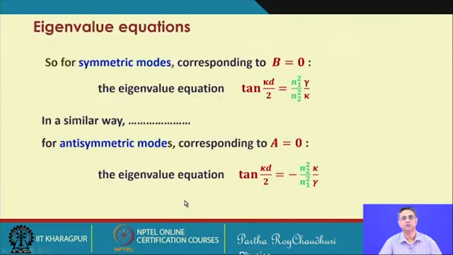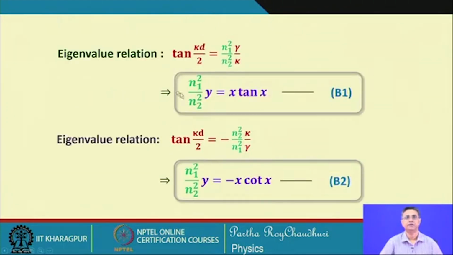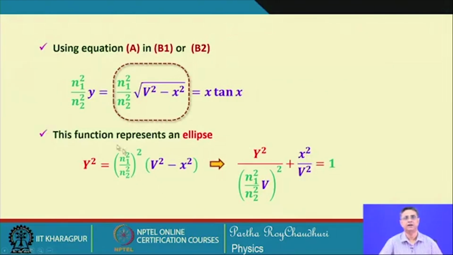So, this is the difference which appears, and now the V number gives you this equation. This time we will write this equation in terms of y equal to V square minus x square, and for the eigenvalue equation for the symmetric modes we can write this equation, because we have written this is equal to y, and so therefore x tan x will come in this form, and for the antisymmetric mode we have this equation. They are almost similar except the factor n1 square by n2 square, which appears with y on the left hand side, and then combining this equation A with B1 and B2, we can get this equation.